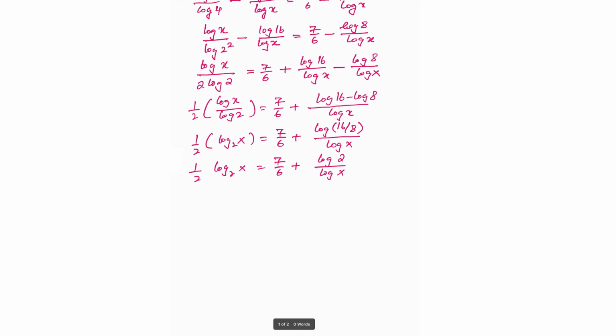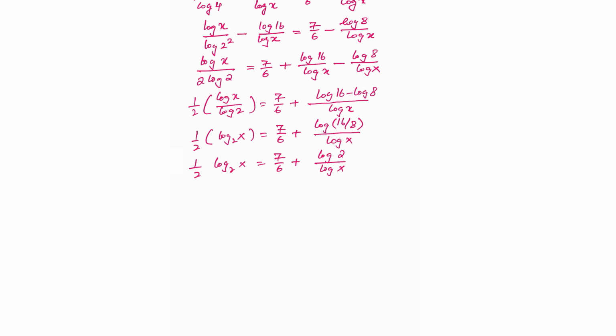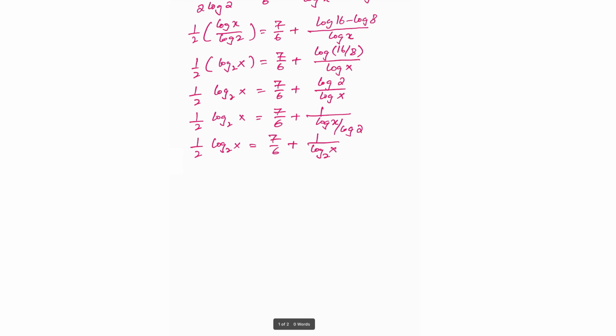So this is going to be the opposite base, so I'm going to bring the log base 2 underneath now. This is 1 over 2 log base 2 of x equals 7 over 6 plus 1 over log x over log 2. So that means 1 over 2 log base 2 of x is equal to 7 over 6 plus 1 over log base 2 of x. I used the same formula. Stop for a second. Now we have to put in a variable.